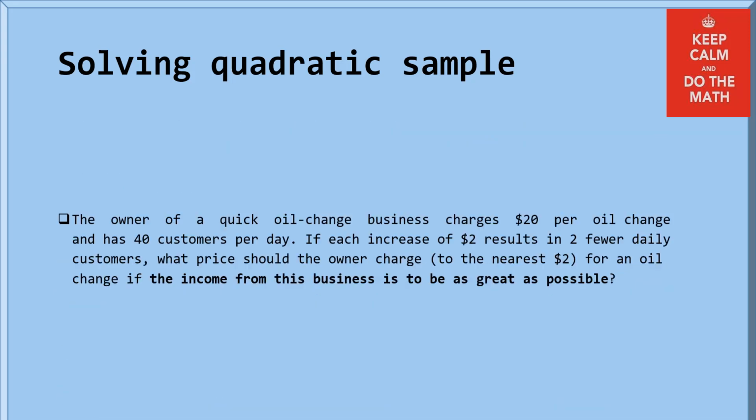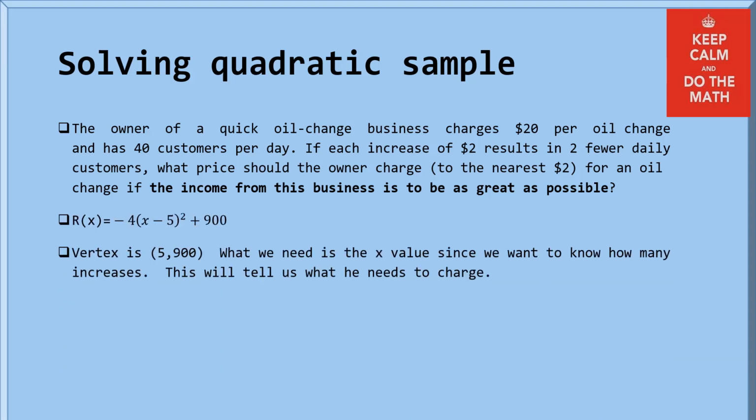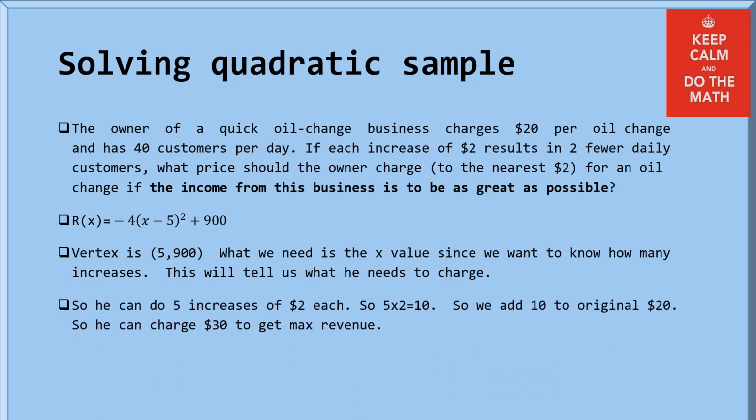So the vertex itself is 5, 900 based on the formula. But in this case, we need the x value of this coordinate point because we want to know how many increases there were, because this will tell us what he needs to charge. So my x value is 5. So he can do 5 increases of $2 each. So 5 times 2 is 10. So we add the $10 to the original 20, his base cost. So he can charge $30 to get max revenue.